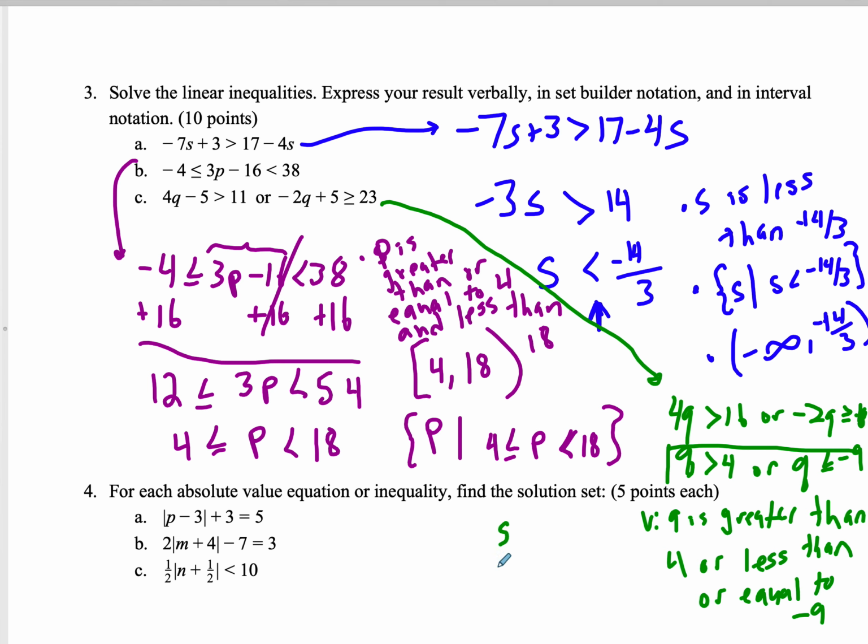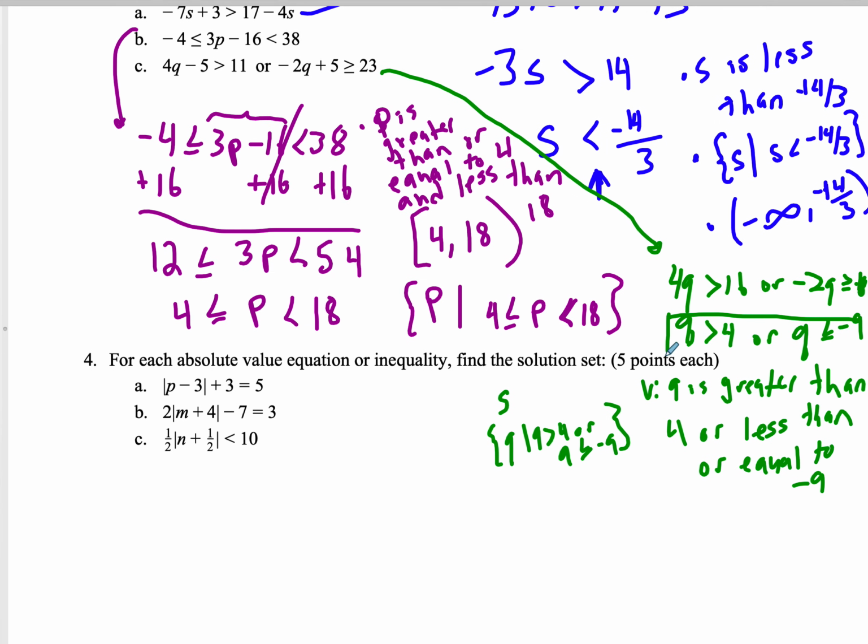Okay, the set notation. Now we were using q's here. So q such that q is greater than 4 or q is less than or equal to -9. Okay, and then finally the interval notation. Negative infinity to -9, that gets this piece. Then the union, and then 4 to infinity.